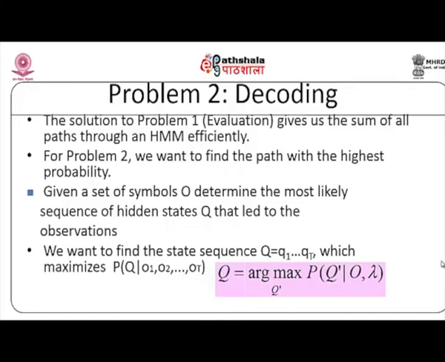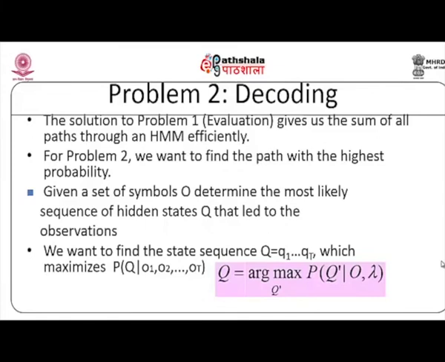For the second problem, which is decoding, we want to find the path with the largest probability. We were given everything, but we do not want all of that. So, given a set of observation symbols O, determine the most likely sequence of hidden states Q that led to these observations. We want to find the sequence Q equal to Q1 to Qt which maximizes the probability of Q given the set of observations, that is, the sequence that most likely gave me these observations.